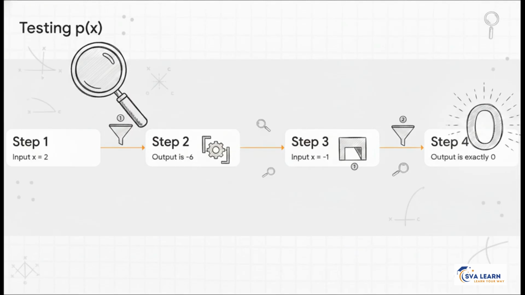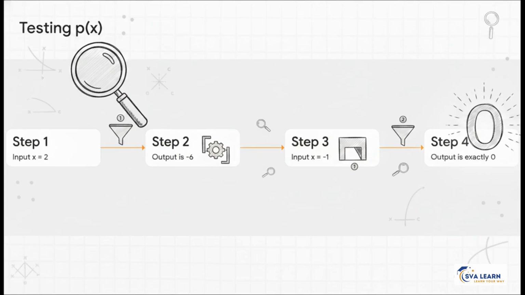Now let's grab a mental magnifying glass and put it right on the equation. Let's take a quadratic polynomial, specifically p of x equals x squared minus 3x minus 4, and just start feeding it numbers. This is our math machine in action. If we drop a 2 into this machine, wherever we see an x, we get 2 squared minus 3 times 2 minus 4. If we do the math, the machine spits out a negative 6.